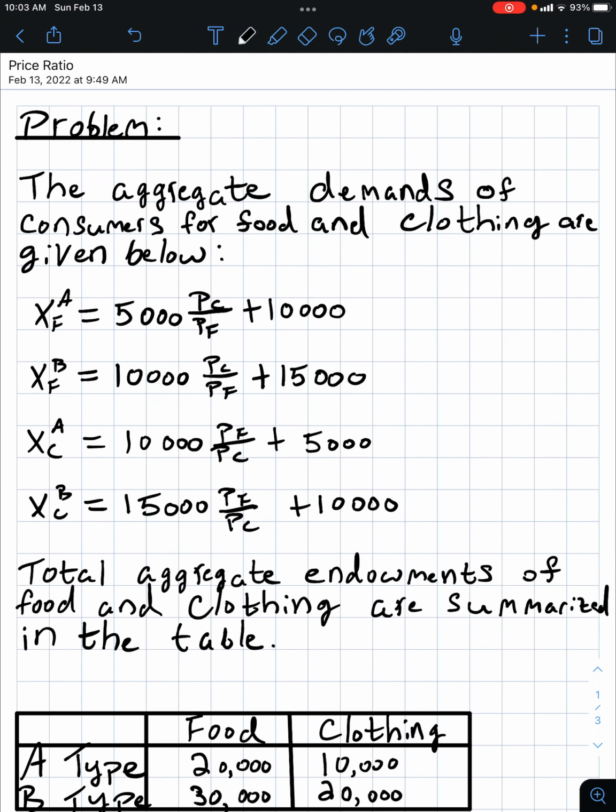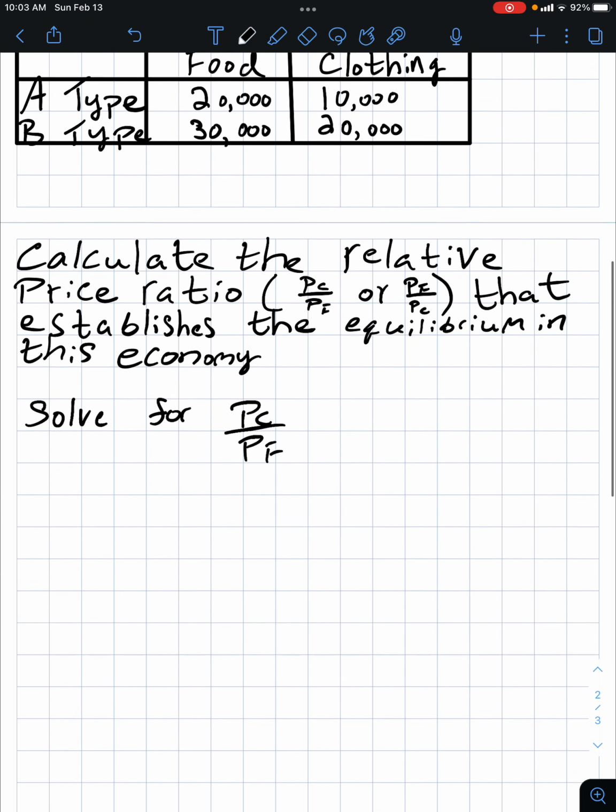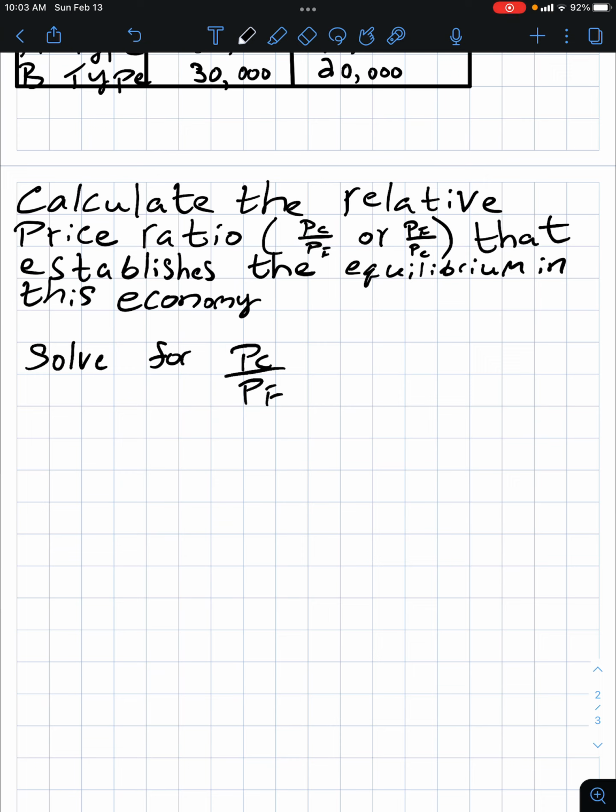To do this, we now need to select two aggregate demands. Which ones are going to help us solve for PC over PF? Well, it's going to be the two demands that have PC over PF in them. So it'll be X_F^A and X_F^B. These two equations we will use to help us solve the relative price ratio. Now, how are we going to set this problem up?